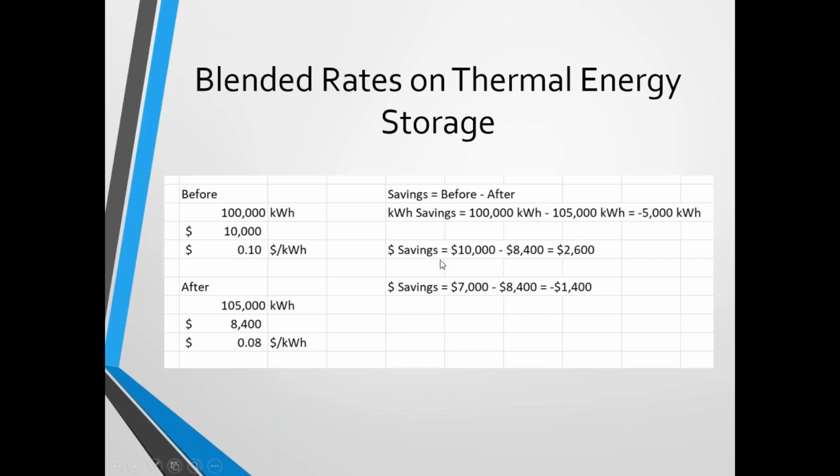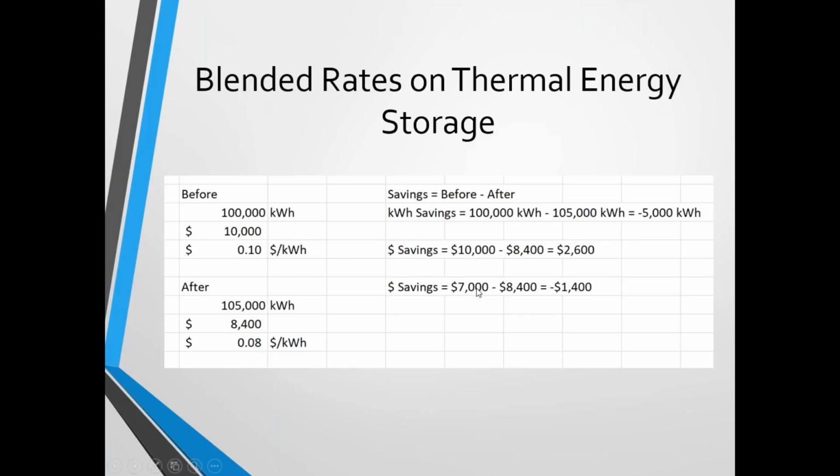But if we did this with blended rates like I showed before, we have negative use. That looks terrible. So there are two ways to do this. I can look at the cost before and the cost after, so 10,000 minus 8,400, and I end up with a little bit of savings. Or I could do what I said was the right way, where we use the blended rate from after, 8 cents per kilowatt hour.